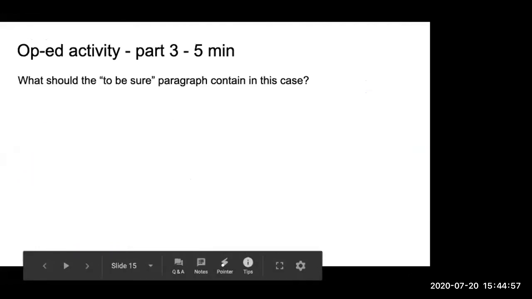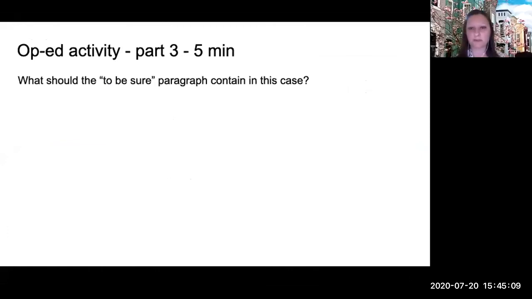So this is what we're gonna do now for this part. Given what you just saw, what would be a way to address counter arguments or flaws in the argument?